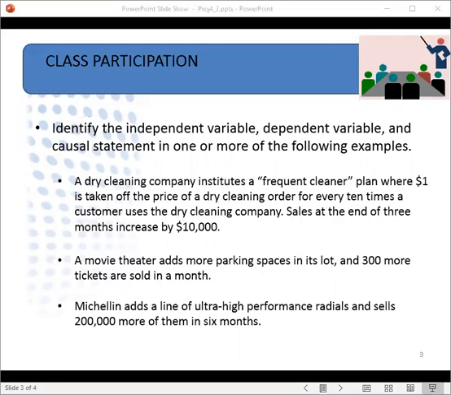And for the tires, we might say that the change in the independent variable, the addition of radial tires, caused Michelin to sell 200,000 more tires than usual, the dependent variable being sales. And of course, the causal statement is the addition of this independent variable, radials, caused Michelin to sell 200,000 more in sales.